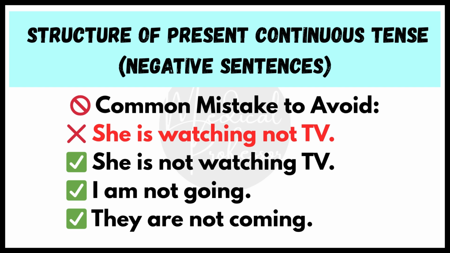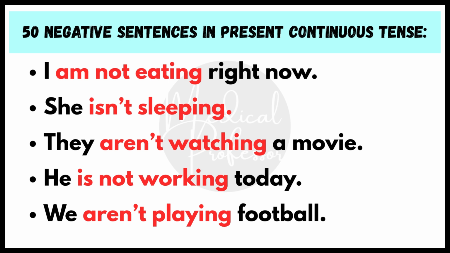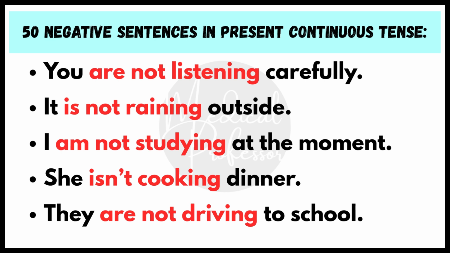Now, let's look at 50 real life negative sentences in action. I am not eating right now. She isn't sleeping. They aren't watching a movie. He is not working today. We aren't playing football. You are not listening carefully. It is not raining outside.